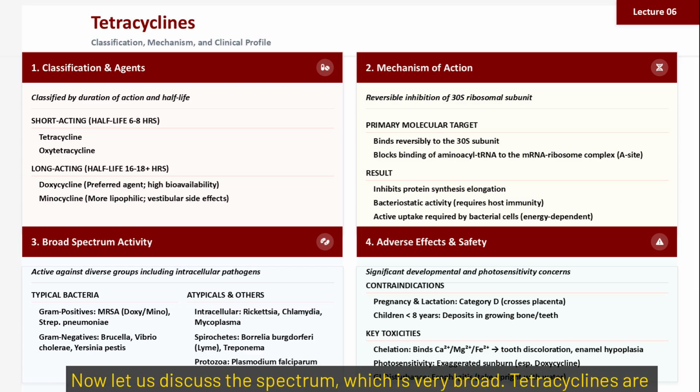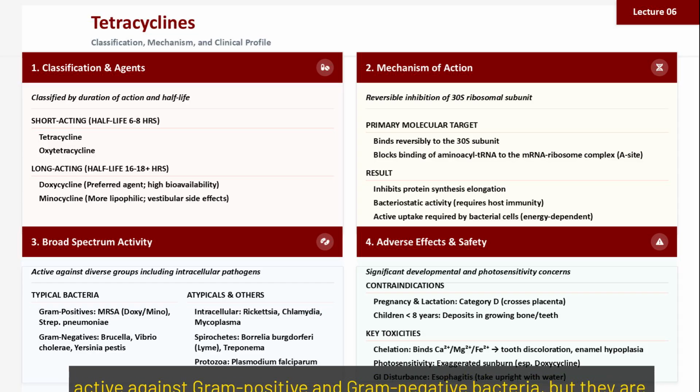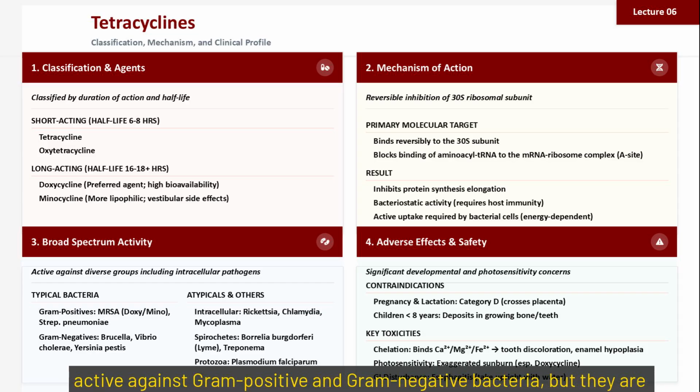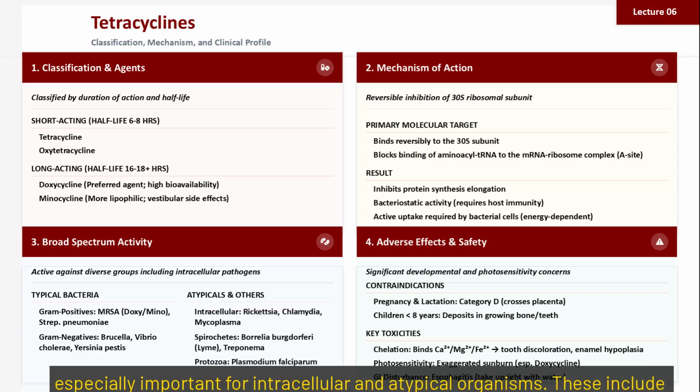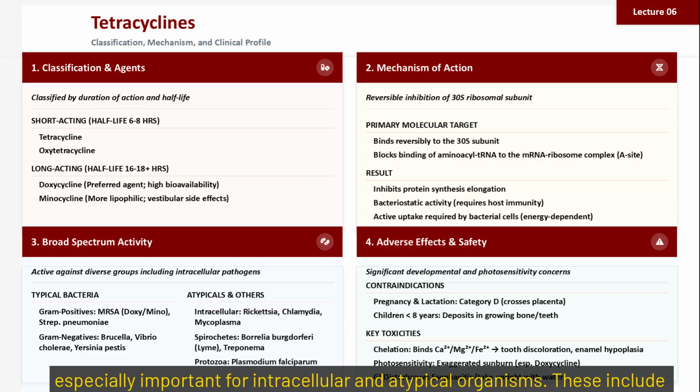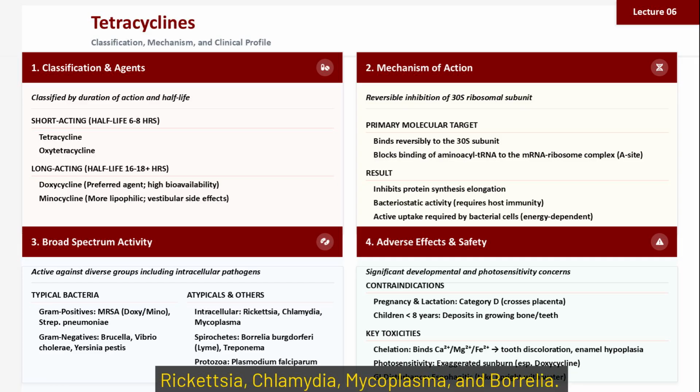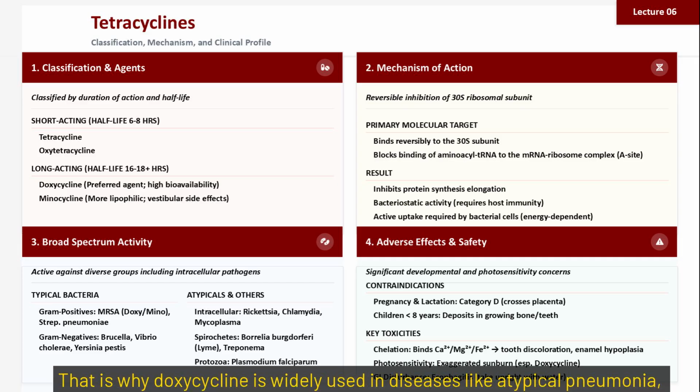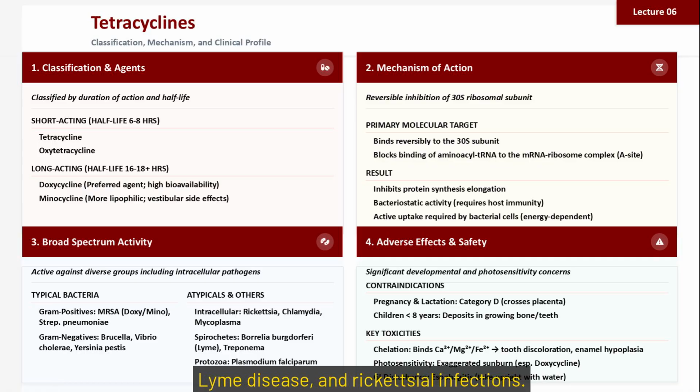Now let us discuss the spectrum, which is very broad. Tetracyclines are active against gram-positive and gram-negative bacteria, but they are especially important for intracellular and atypical organisms. These include Rickettsia, Chlamydia, Mycoplasma, and Borrelia. That is why doxycycline is widely used in diseases like atypical pneumonia, Lyme disease, and rickettsial infections.